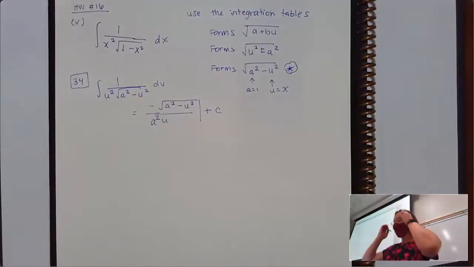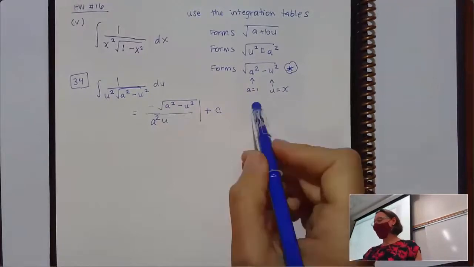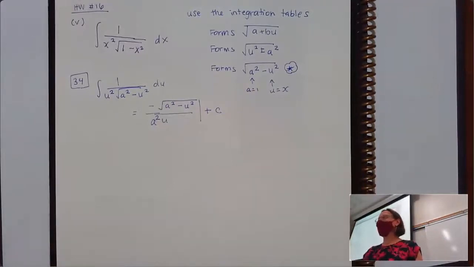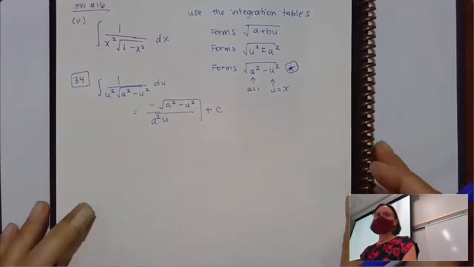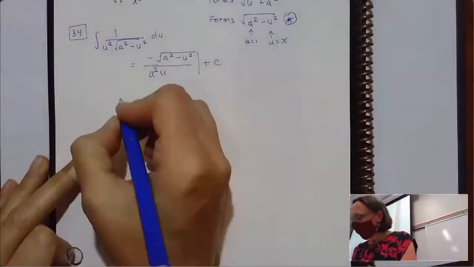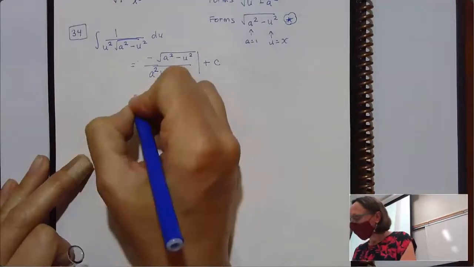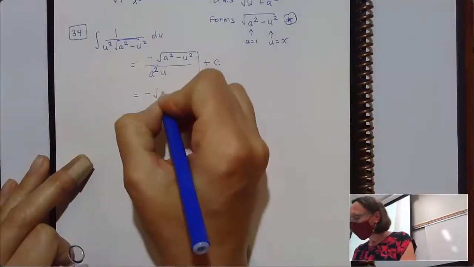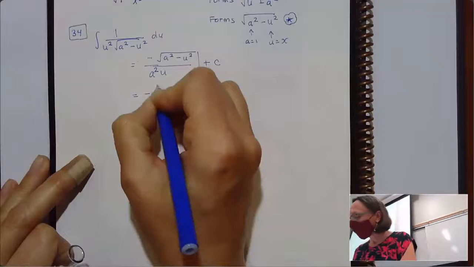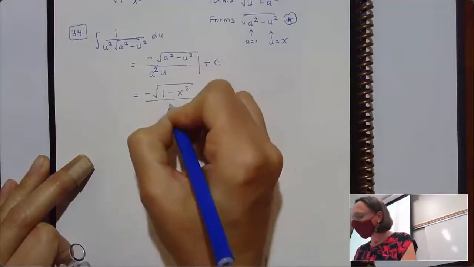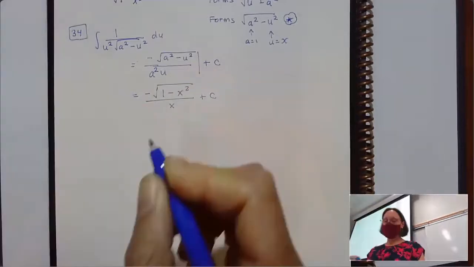So the only thing that we have to do is plug in 1 for A and X everywhere we see a U. So I'd be looking at negative square root of 1 minus x squared over x plus a constant.